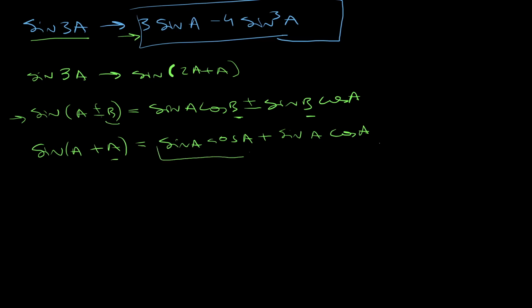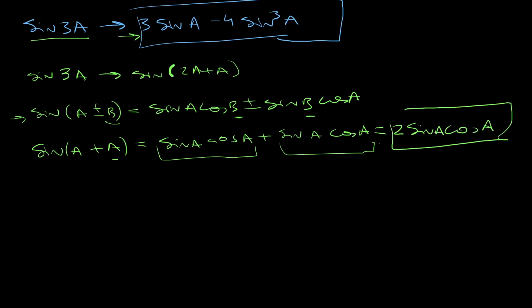And notice that both these expressions are the same, right? So sine a cosine a plus sine a cosine a. So this is the same thing as saying 2 sine a cosine a. Okay? This is the first part.